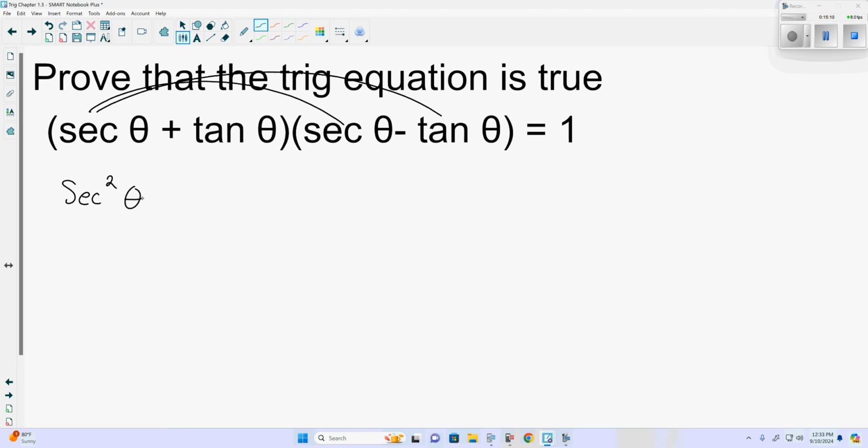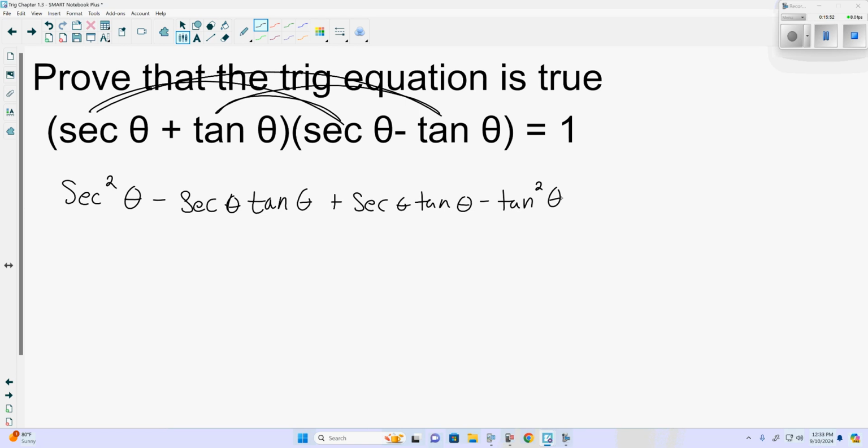Secant times negative tangent is negative secant of theta, tangent of theta. Tangent of theta times secant of theta is going to be plus secant of theta, tangent of theta. And lastly, tangent of theta times negative tangent of theta is negative tangent squared of theta. We could write the equals 1, but we don't have to because, again, we're trying to show that this is 1. That's the whole goal. Questions on this so far?